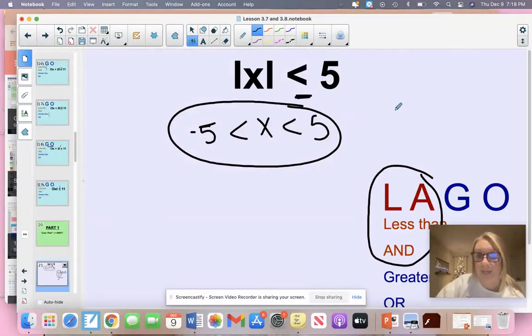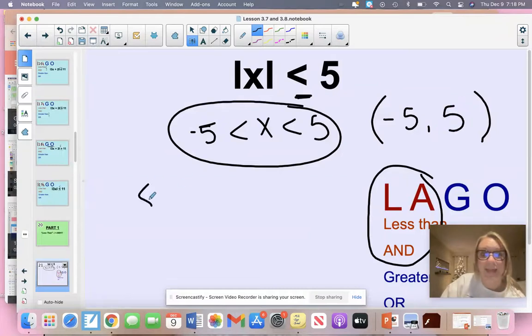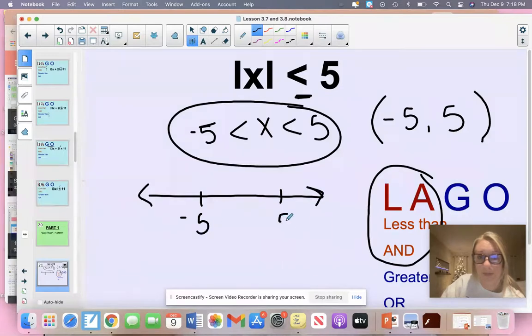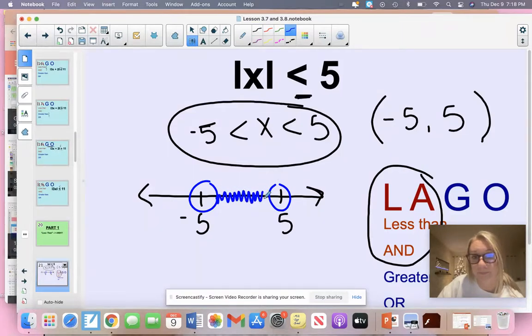Now, we can also write that in interval notation. So remember, because it's just a less than, we would use parentheses. We got -5 and 5. And then if we want to go and graph it, put your two endpoints. Now remember, this is and, which means that we shade right in the middle. And because it's just a less than sign, we will use open circles here, and we will shade right in the middle. Okay, that one was pretty easy.